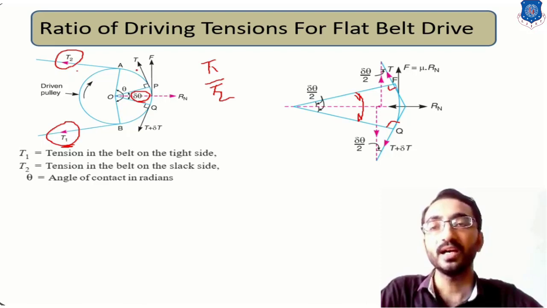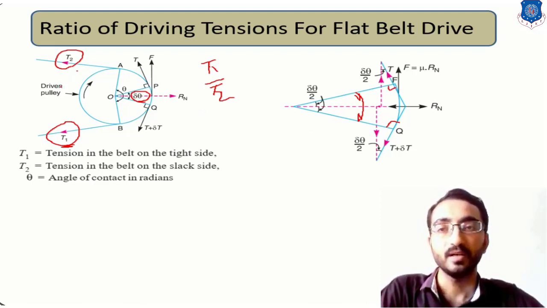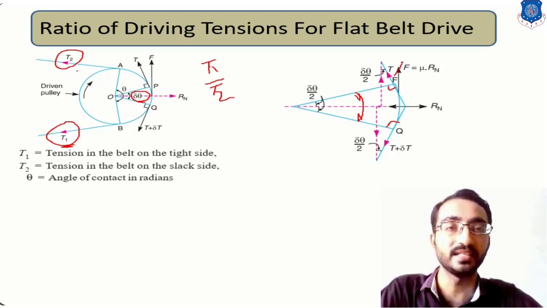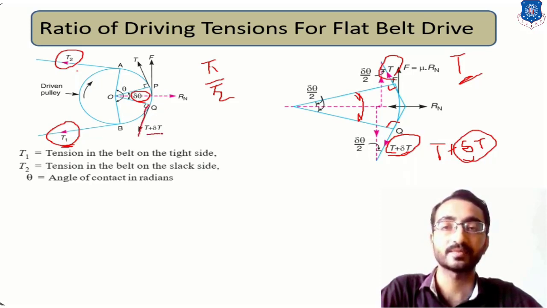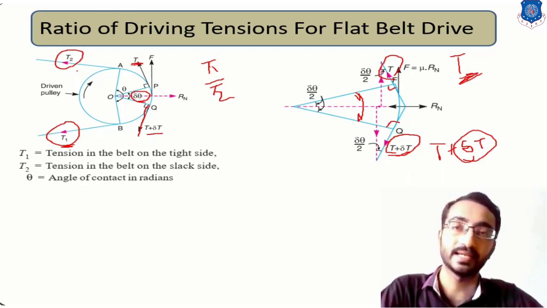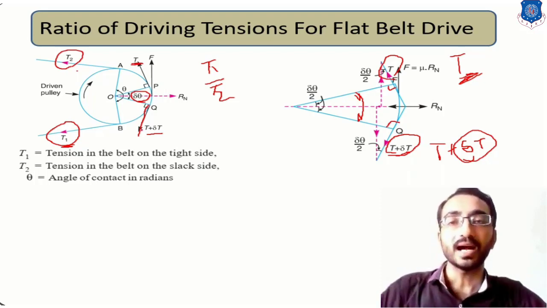Okay, so now for this small segment, the belt tension on the tight side we consider as T plus delta T, since the tight side has a certain amount of extra belt tension, and on the slack side it is only T tension. So T plus delta T belt tension is acting in a perpendicular direction like this, and similarly only T tension, which is the belt tension, acts on the slack side. Okay, so now these two are the belt tension terms.